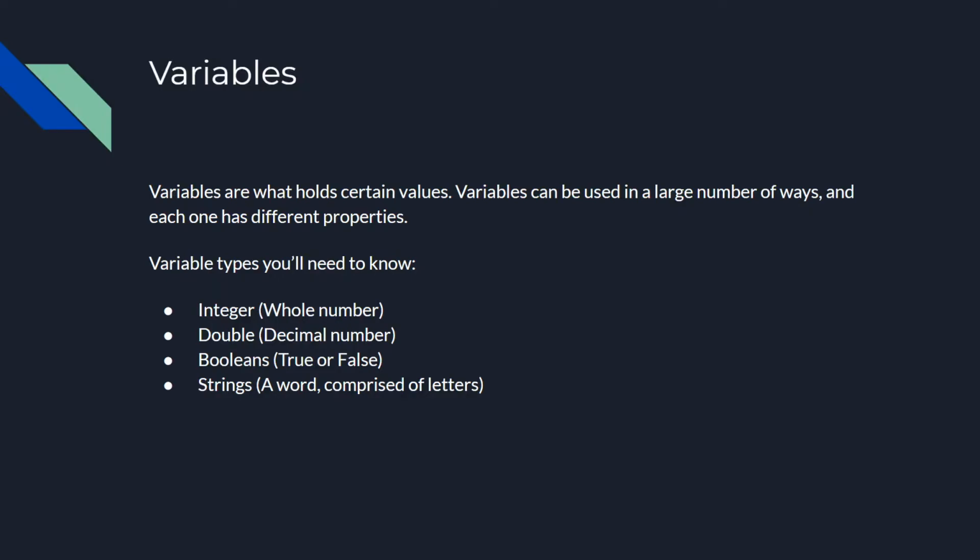There are too many different types to cover in the video, like arrays or array lists, but these four are what you'll need most for robotics. So today we will be going over integers, which are whole numbers, doubles, which are decimals, booleans, which are true or false, and strings, which are words. Let's get started.